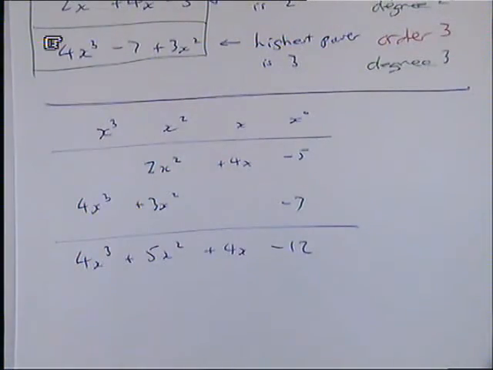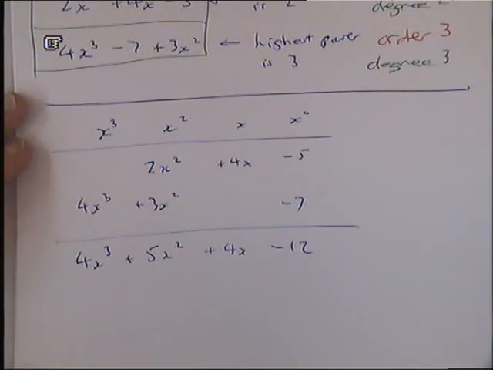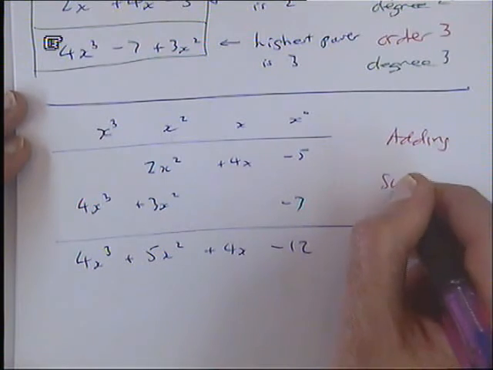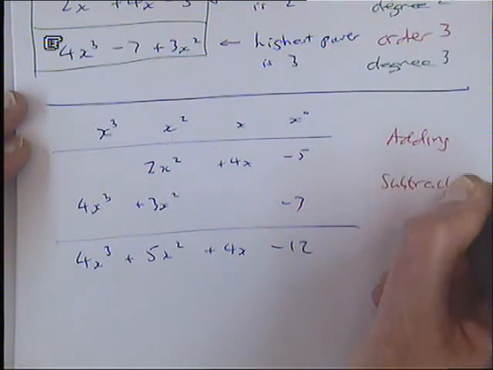That is how you add polynomials. You just look at each order bit and add all of them together. Subtracting is exactly the same. So we've just dealt with adding and subtracting. Okay, so that's adding, and subtracting would be exactly the same process.